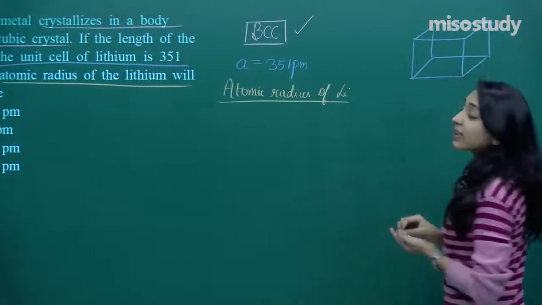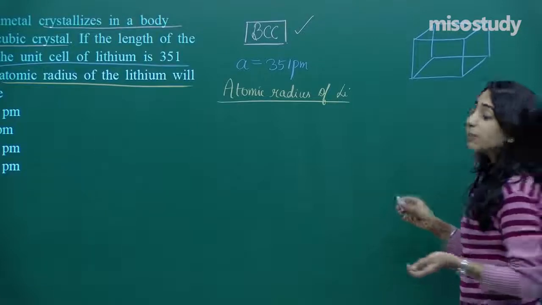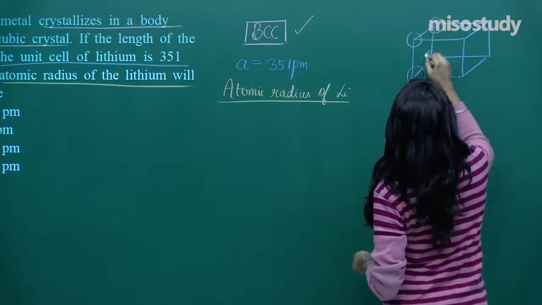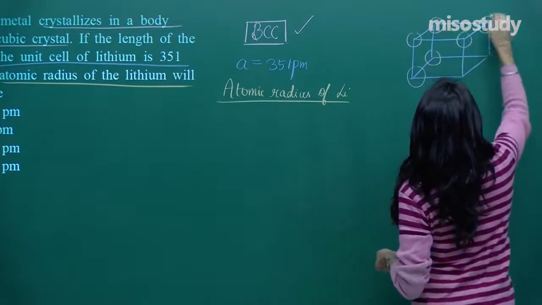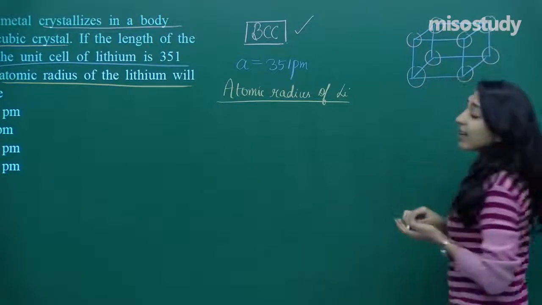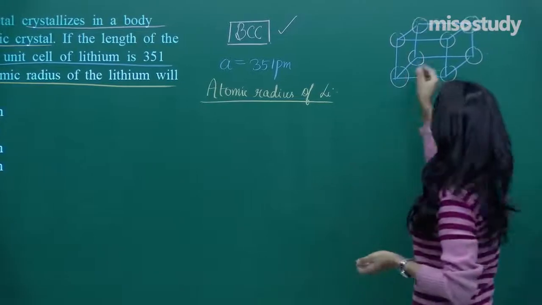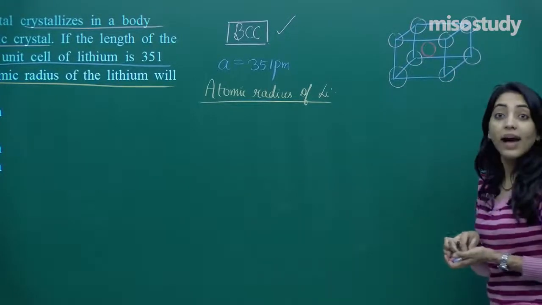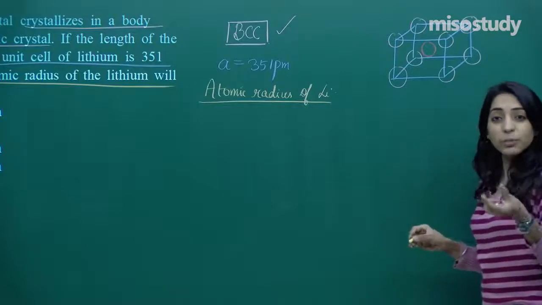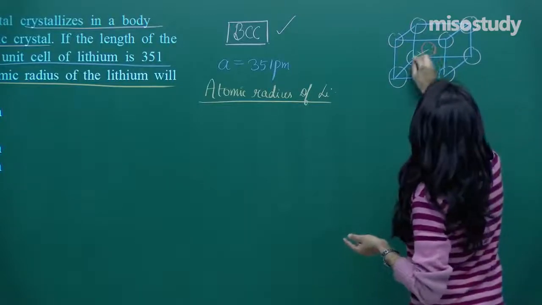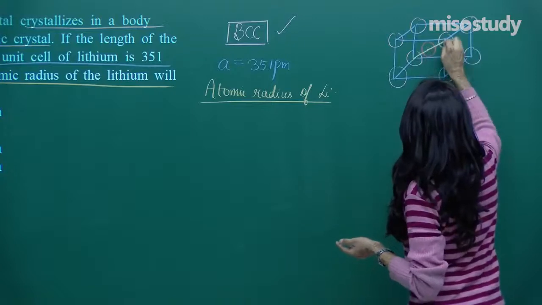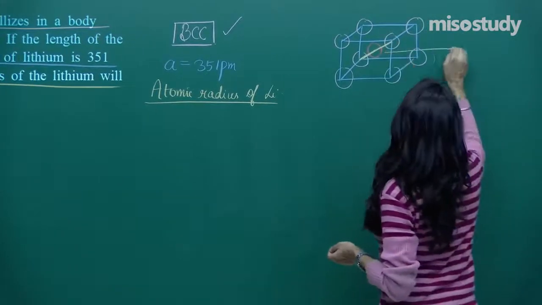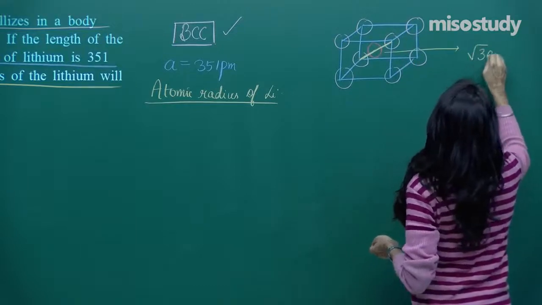So when you consider the cube, then the lithium atom is present at the corners. There is no other atom, but the same lithium atom is present at the center also, right? And you know that the atom which is present at the body center will touch the corner atoms. So this is the body diagonal, and the length of the body diagonal you know is root 3 a.